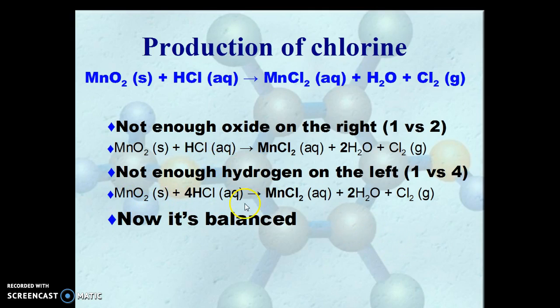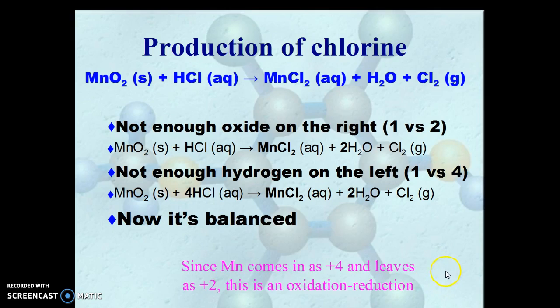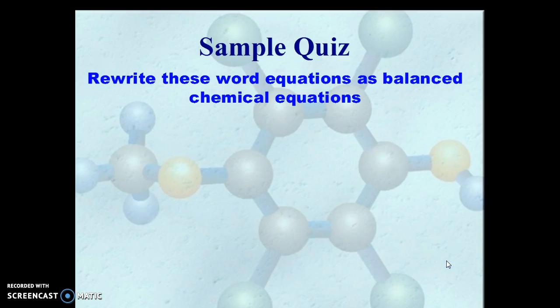Now this oxidation reduction is fairly easy to balance, but many oxidation reductions are much harder. Manganese comes in as +4 and leaves as +2, so this is an oxidation reduction. So this sample quiz: rewrite these word equations and balance the chemical equations.